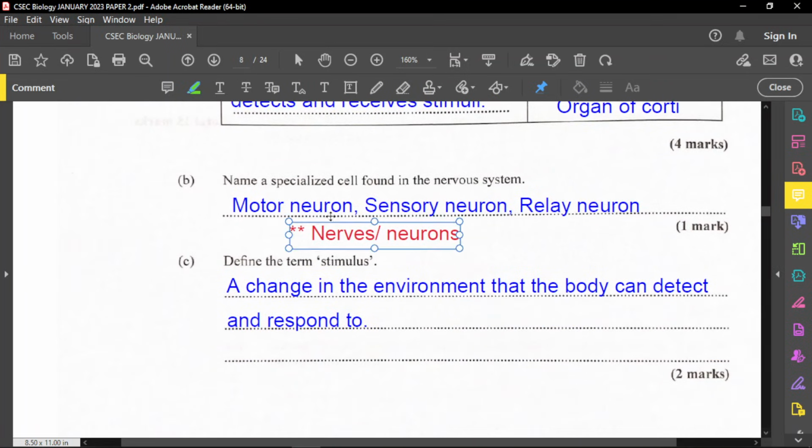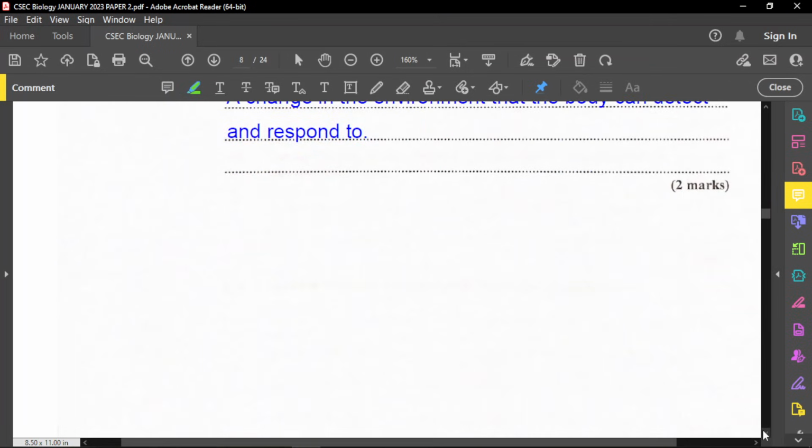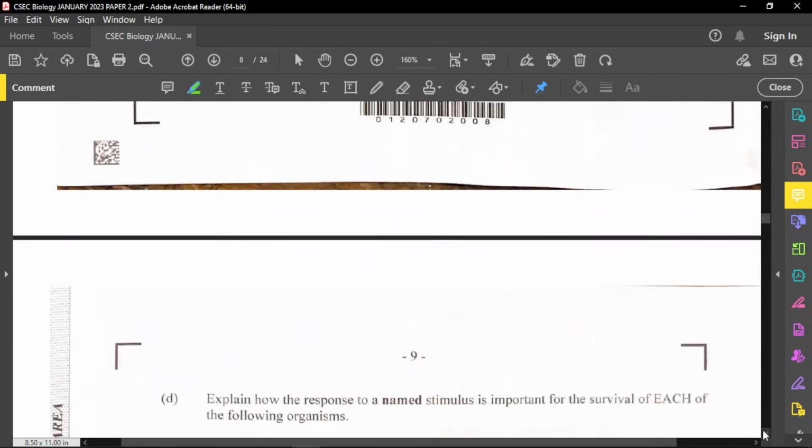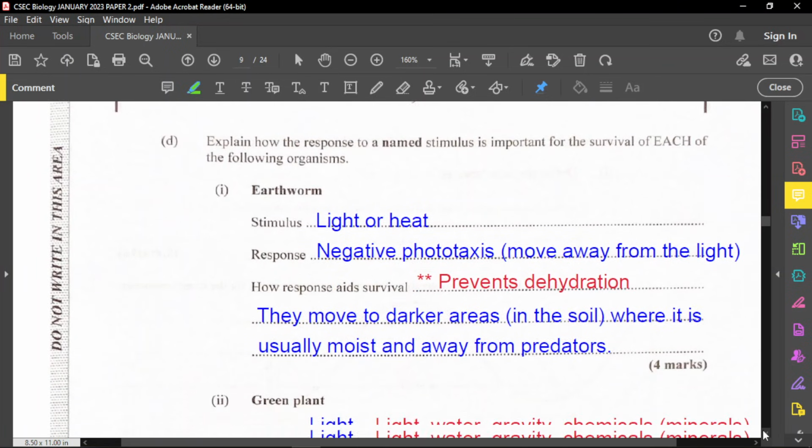Now for part B, it's to name the specialized cell found in the nervous system, and so they're all nerve cells or neurons. A specific example would be motor neuron, sensory neuron, and relay neuron. Now part C asks us to define the term stimulus, and a stimulus is a change in the environment that the body can detect and respond to. All right, an example of a stimulus would be like temperature, pressure, pain, touch, and so on. Light, water. So anything that changes the environment that the body reacts to, then yes, it is a stimulus.